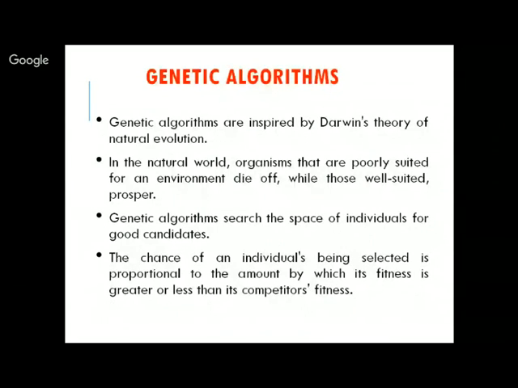The chance of an individual being selected is proportional to the amount by which its fitness is greater or less. It can be according to our condition. In whichever condition you work, it can be a higher value or a lower value depending on the fitness. So it can be greater than or less than its competitor's fitness. It depends on the problem which we take.